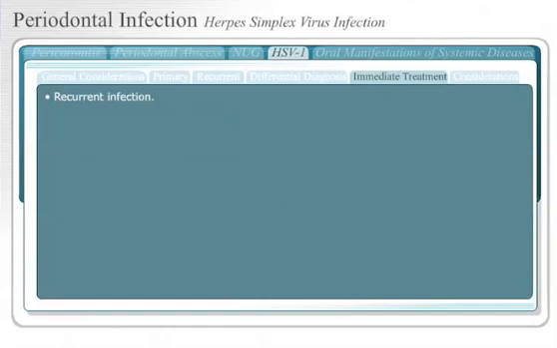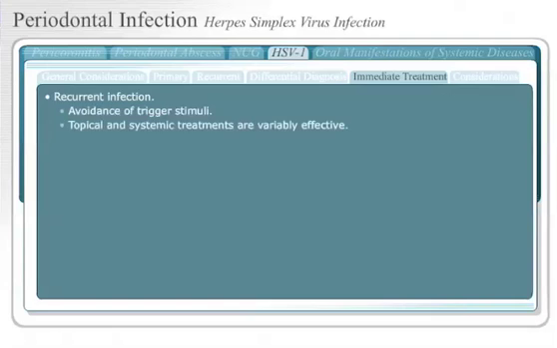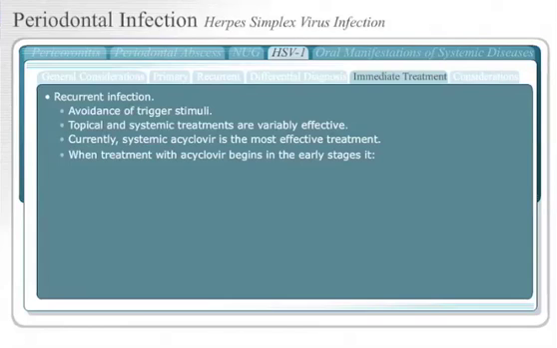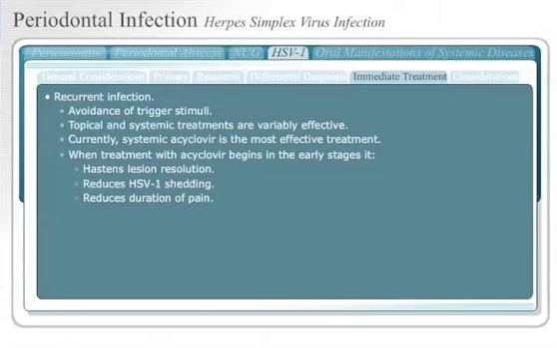Since recurrent disease is often a result of stimuli, avoidance of the stimuli is the best treatment. Several topical and systemic treatments have been shown to be variably effective in reducing the symptoms and clinical manifestations. A list is provided in the reference section of this chapter. Currently, systemic administration of acyclovir is the most effective form of treatment of recurrent herpes. Trials of oral acyclovir use have shown that when treatment begins in the prodrome or early erythema stage, the drug hastens lesion resolution and reduces HSV1 shedding and duration of pain.